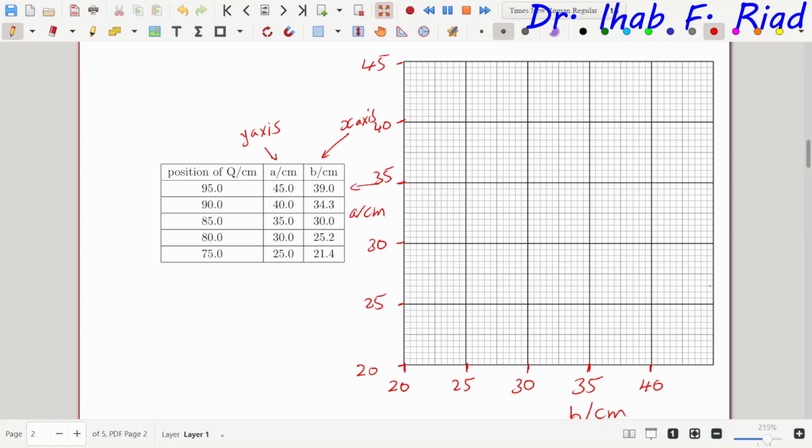So we have 39. Where is 39? 39 is over here. Okay, we know that from here to here, each small square is 0.5. So this is 35.5, 36, 36.5, 37, 37.5, 38, 38.5, 39. So it is over here. And on the y-axis, it is 45. So the data point is over here. Okay.